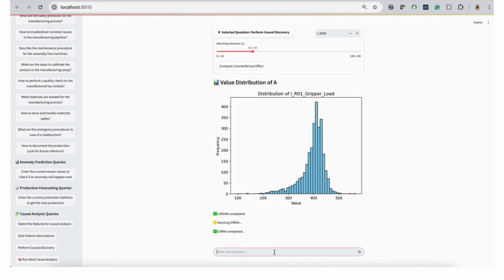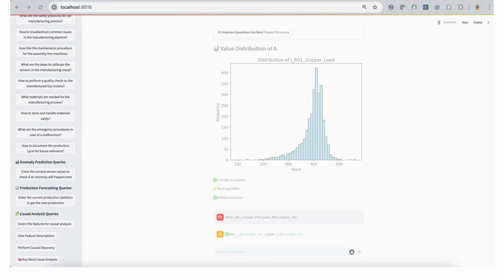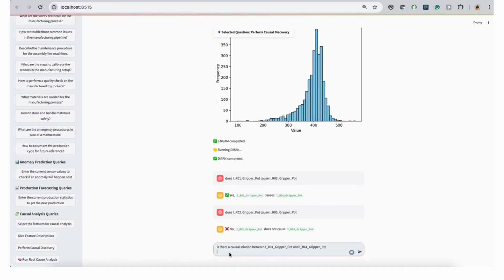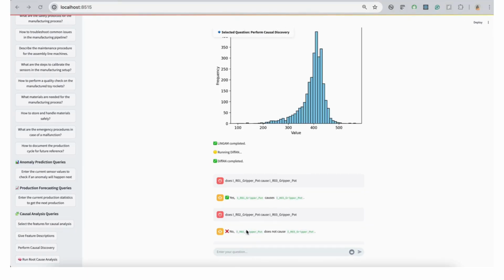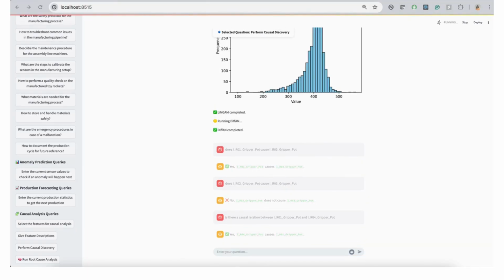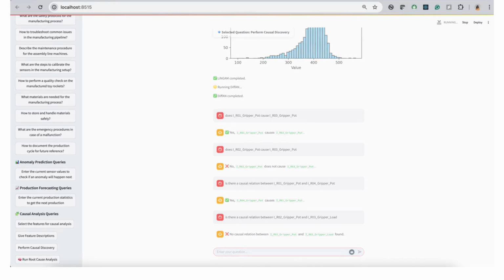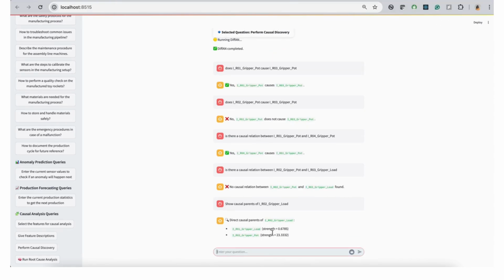Curious if IR01 gripper pot influences IR03 gripper pot? Ask it. Want to know which variables most directly cause IR03 gripper load?